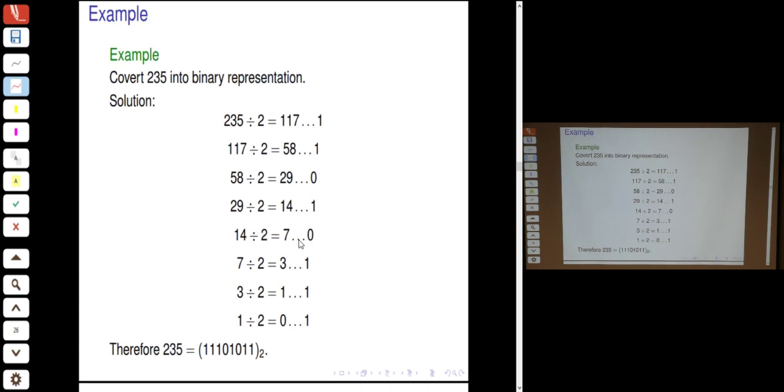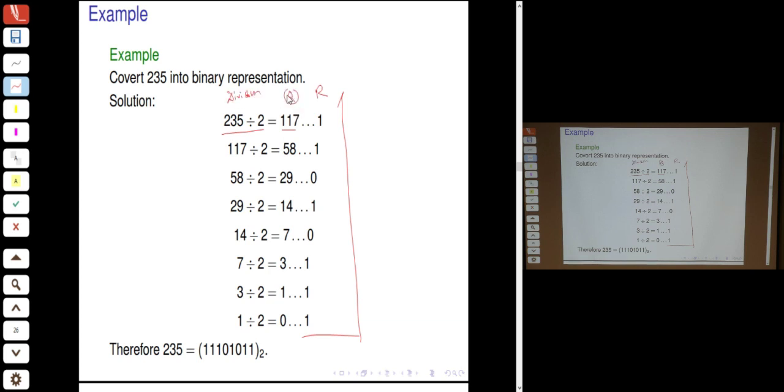So here is an example of binary representation. Convert 235 into a binary representation. This is a sequence of divisions. Essentially, you can think of it as Euclid's algorithm. Basically, you keep on dividing the number by 2. So you divide 235 by 2. This is the quotient, and this is the remainder. So this is division.